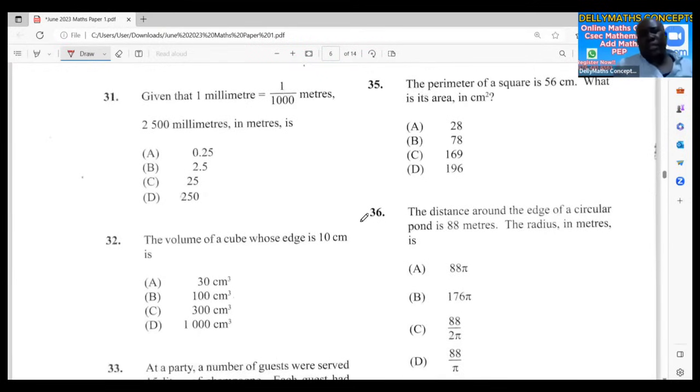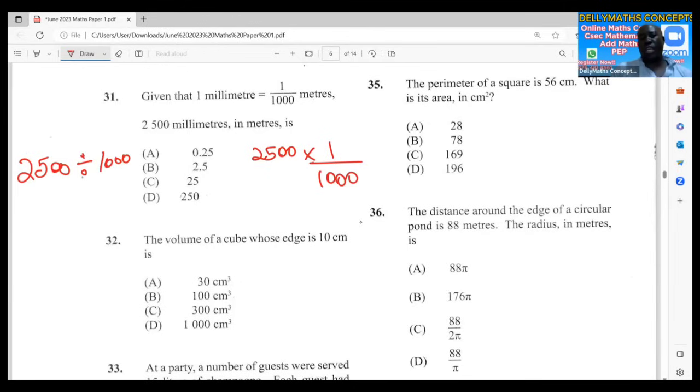Given that 1 millimeter is equal to 1 over 1,000 meters, then 2,500 millimeters is what? Right? We can simply look at this. It's going to be 2,500 multiplied by 1 over 1,000. This is the same thing as saying 2,500 divided by 1,000. Same principle. So you could cancel the 2 zeros if you want, and then dividing by 10, the decimal point is going to end up right there. Or from here, 1, 2, 3. So it's going to go between the 2 and the 5, just like that.